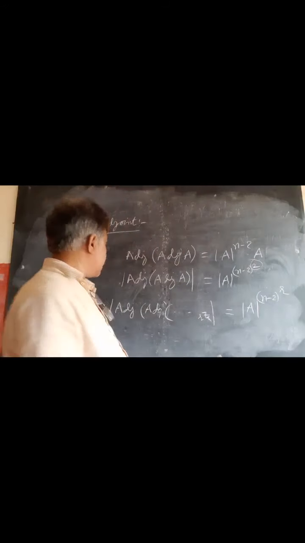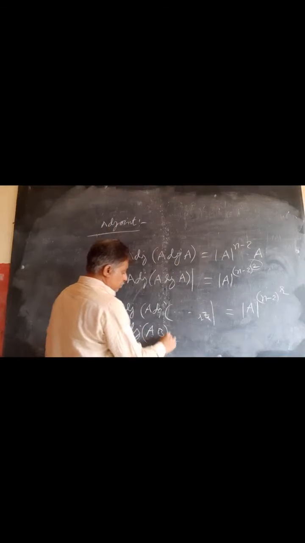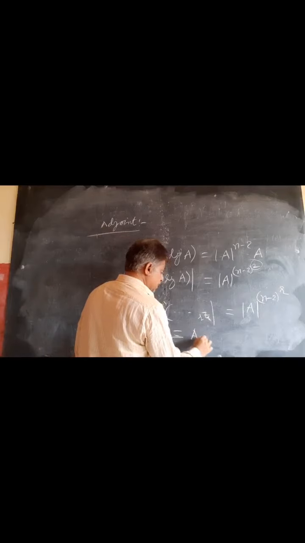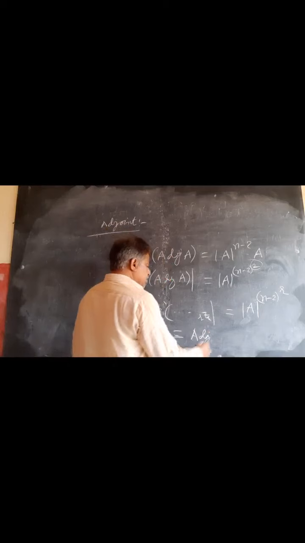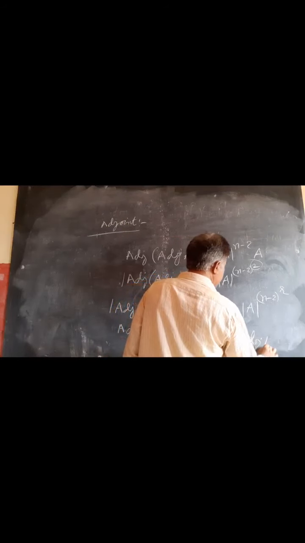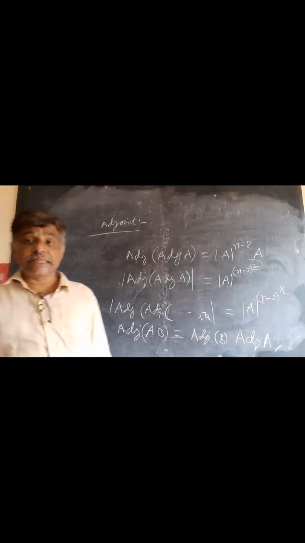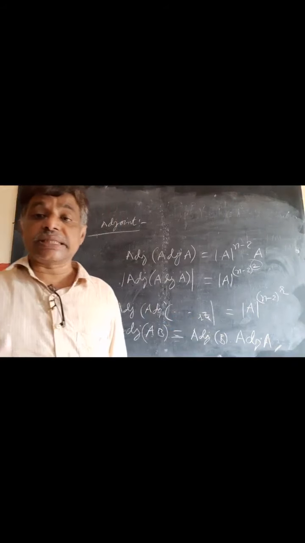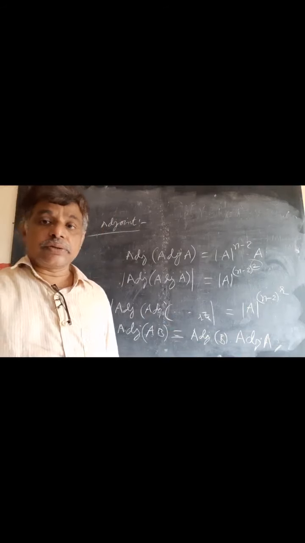Next property, adjoint of AB equals, like the matrix multiplication property, the transpose property is the same. Adjoint of AB equals adjoint B into adjoint A. These are properties of adjoint A. All these we discussed in earlier classes. We will continue in the next class.